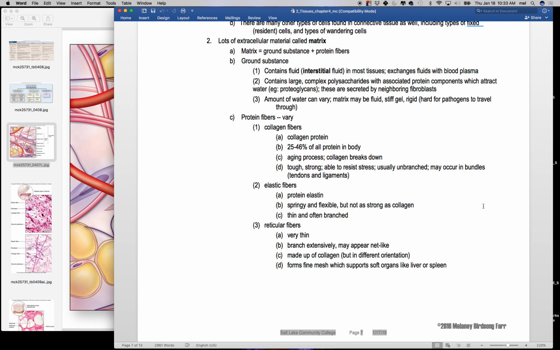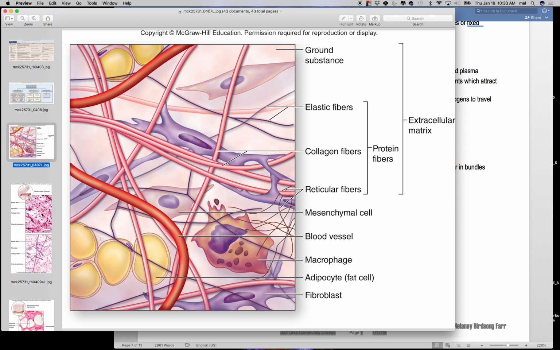Now, let's move to elastic fibers. Elastic fibers are these guys right here. They are thinner. They usually stain purple, dark blue, or black. And if you follow one, they may branch. Not all of them will branch, but they could branch.